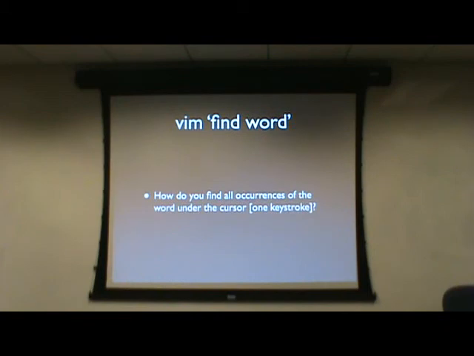Vim find word. How do you find all occurrences of the word under the cursor? One keystroke. Asterisk. Yes, sir. Asterisk. That was one that took me a while to find. It's really cool, though.